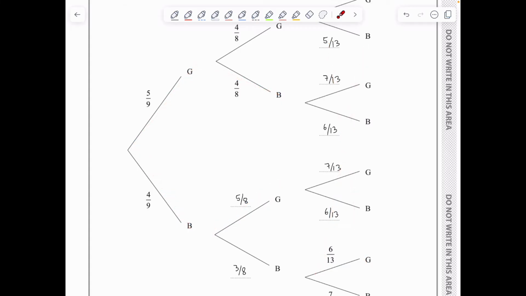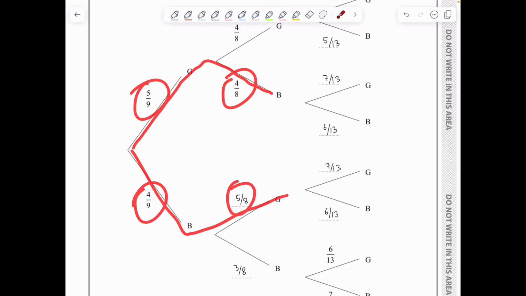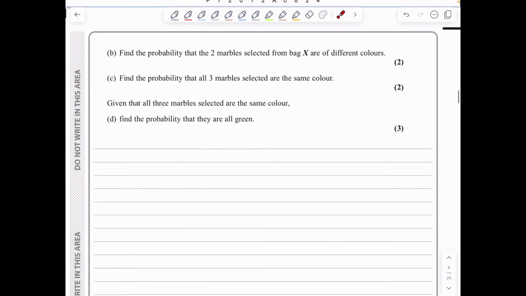So we know that we multiply the probabilities of the branches through which we travel. So I'll be doing 5 over 9 times 4 over 8 plus 4 over 9 times 5 over 8. So let's just do this calculation here. We have 5 over 9 times 4 over 8 plus 4 over 9 times 5 over 8. Put this on the calculator. You get an answer of 5 over 9.